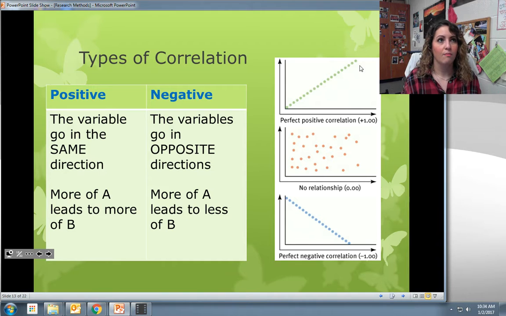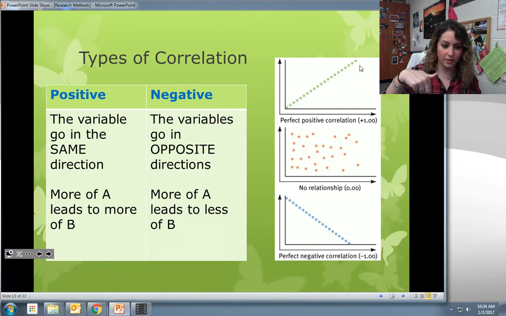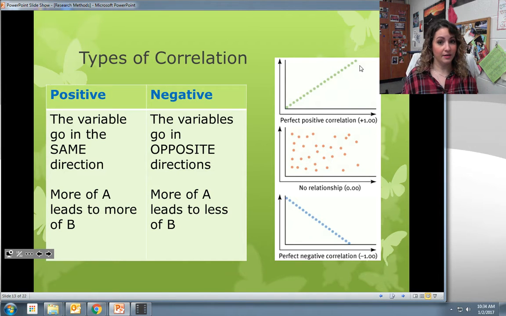So like more alcohol will lead to less memory retention. Less alcohol will lead to more memory retention. That's a negative relationship. More of A leads to less of B, and less of A leads to more of B. So the variables are going in opposite directions. And you can show that with a negatively sloped line on a graph. Whatever's on the X and Y axis is going to be negatively related.